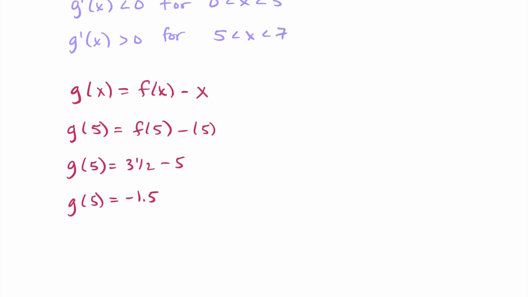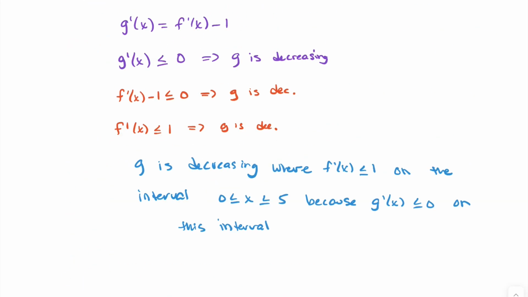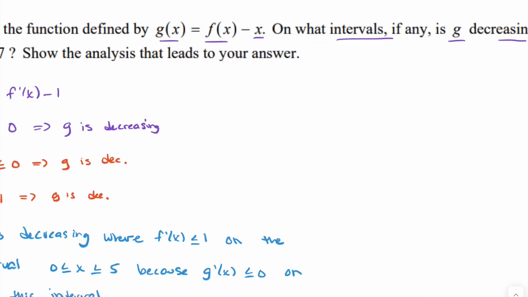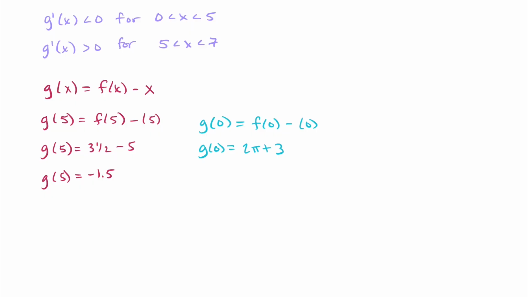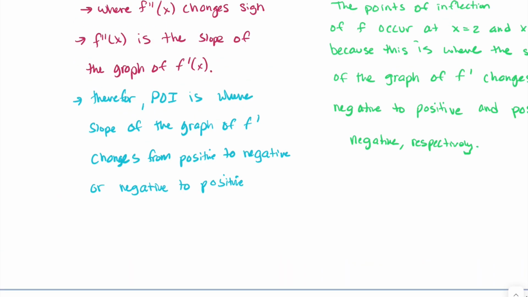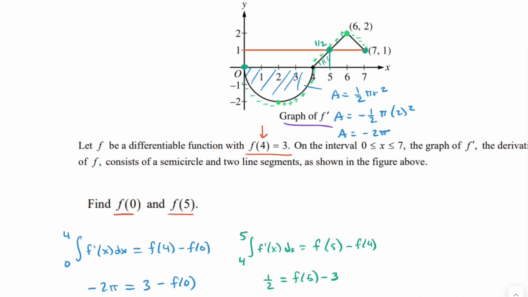We are going to do this again. Let's see, g of 0 now. So g of 0 is f of 0 minus 0, and f of 0 we found to be 2 pi plus 3. So 2 pi plus 3 minus 0 is clearly one of our higher points. Over the course of the 2 pi, you get back to your original 3. Keep going all the way to 5 and you get negative 1.5, as you see there.